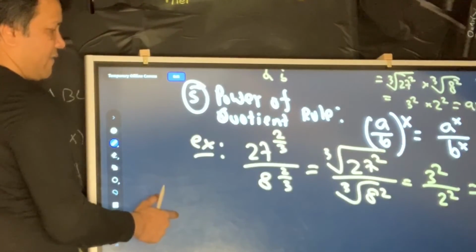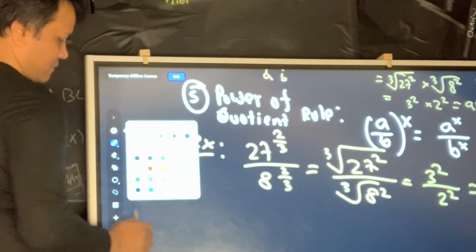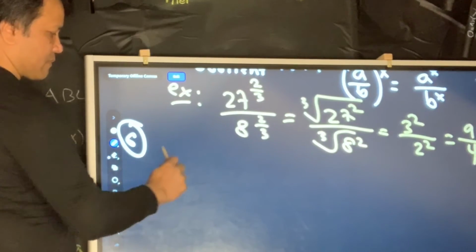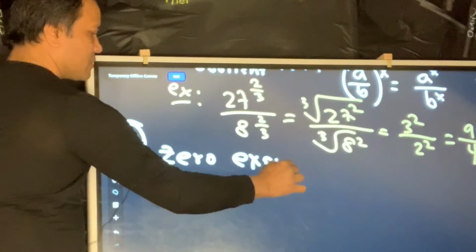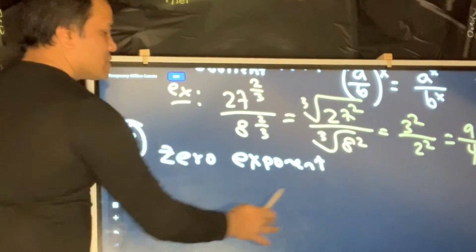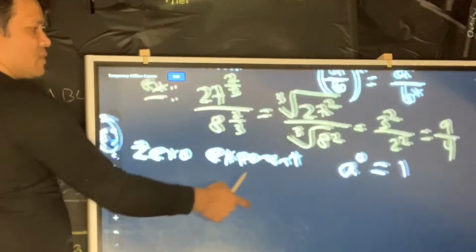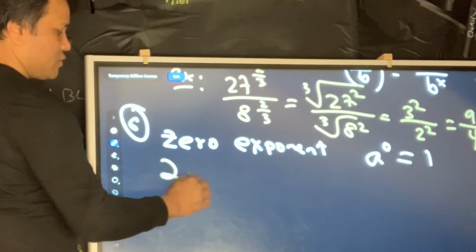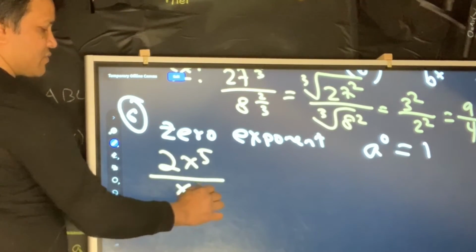All right, we have two more rules, and then I'll let you go. Rule number 6, the zero exponent rule. A raised to 0 is 1. Okay, so let me give you an example. What does it mean?